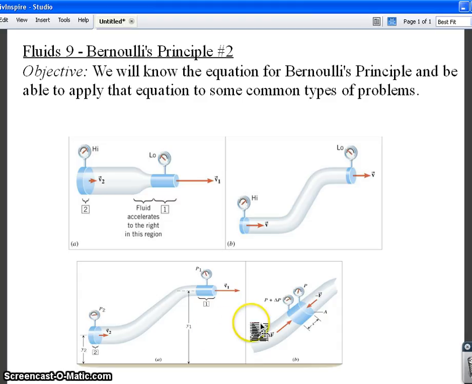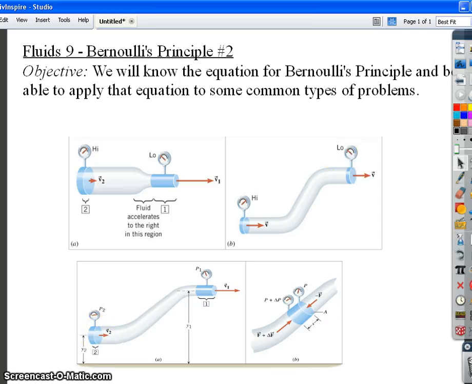So these are very good diagrams to illustrate. Look at, if it's at a higher elevation, it's going to have less pressure. If it's at a wider area, it's going to have more pressure. So let's look at what Bernoulli's equation is.